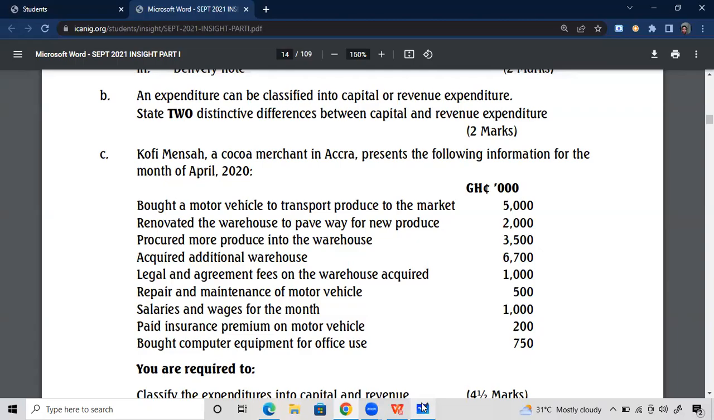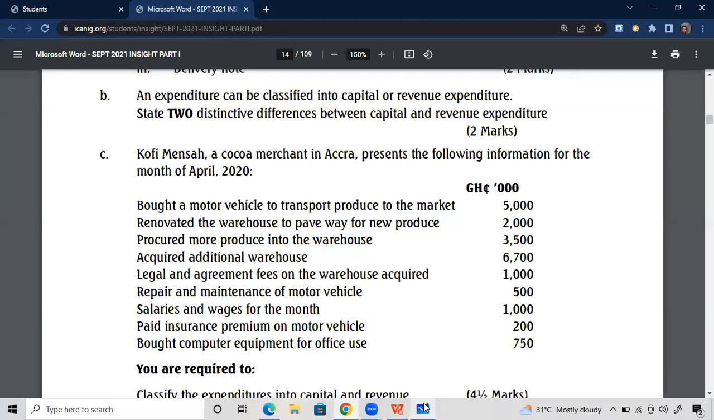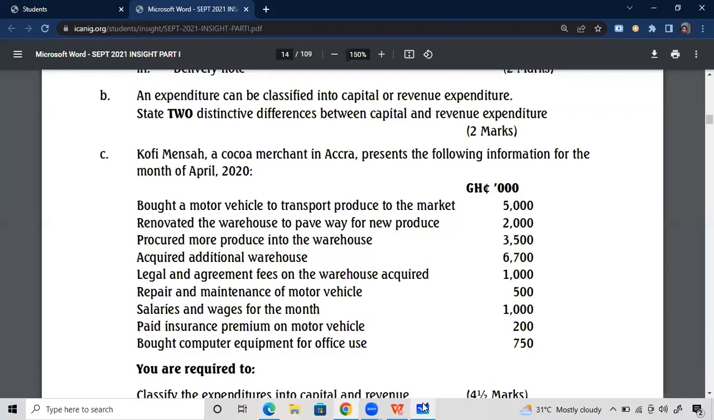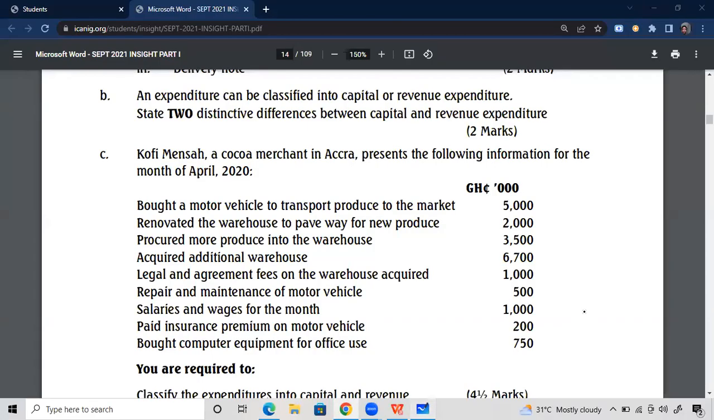The next one, salaries and wages for the month. This is also a recurrent expenditure. What was the amount? 1,000. The next one, paid insurance premium. $200.